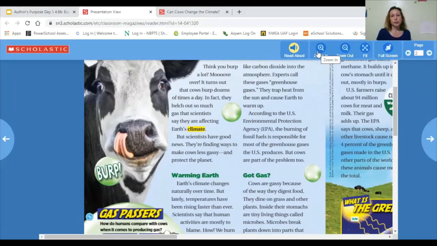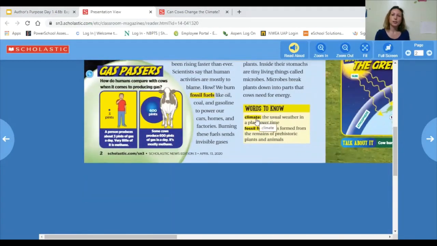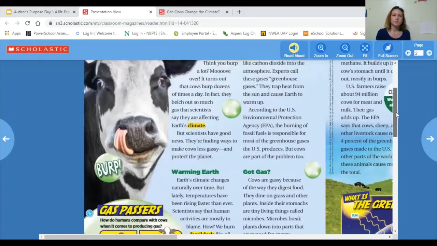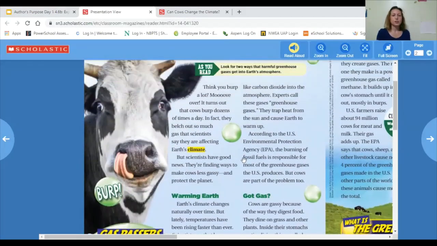Think you burp a lot? Move over. It turns out that cows burp dozens of times a day. In fact, they belch out so much gas that scientists say they are affecting Earth's climate. There's a vocab word. Climate is the usual weather in a place over time. But scientists have good news. They're finding ways to make cows less gassy and protect the planet.